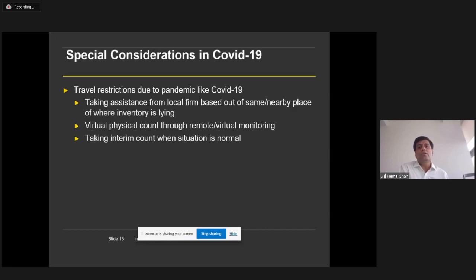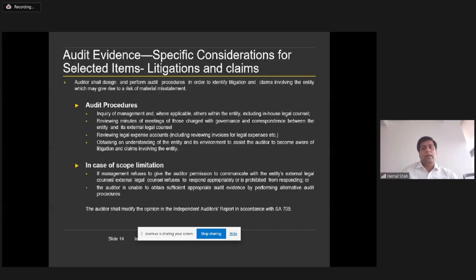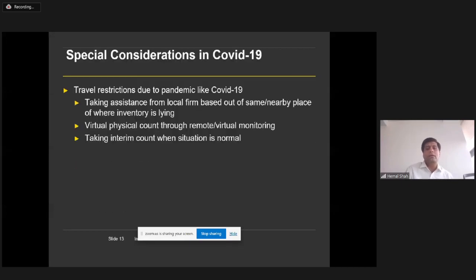We said, let's go in interim, let's complete the physical verification. So even if by chance you are not able to do it at the year end, we have done at least one count during the year. And then it is possible for us to do a roll forward or rollback procedure and arrive at year end valuation or year end verification. So these are some of the techniques which can be used for COVID-19. And lastly, if you are not able to do it at all, then again, you have to think whether to do a modification in the audit report.